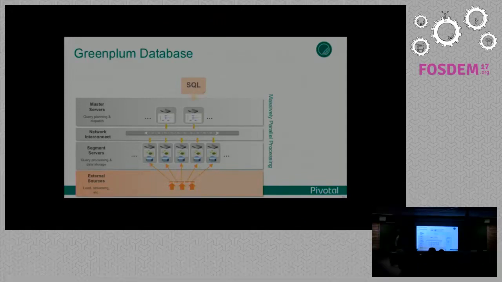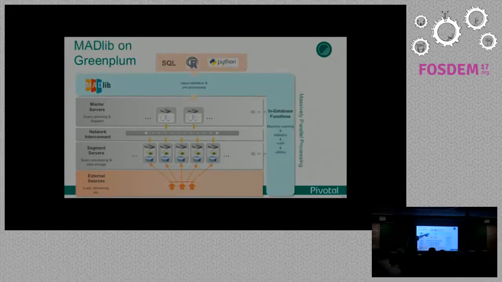The way MADlib looks is that you can think of it as a kind of layer on top of Greenplum database. It accepts SQL, R, as well as Python. It does input validation and pre-processing here, and then it actually runs machine learning algorithms in database as stored objects, right? So you can think of it as a layer on top of Greenplum, but also compiled with the database.